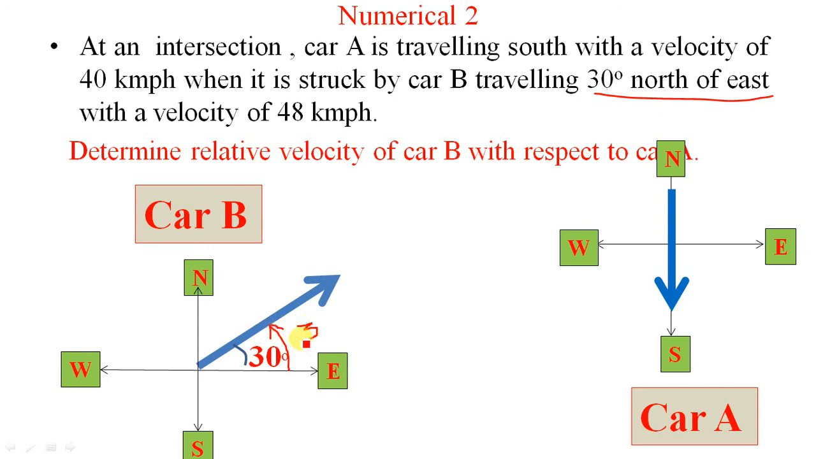So this angle is given 30 degrees north of east and its velocity is 48 kmph, and the velocity of car A is 40. They have asked us to find the relative velocity of B with respect to car A. That we have to find out: VB minus VA.